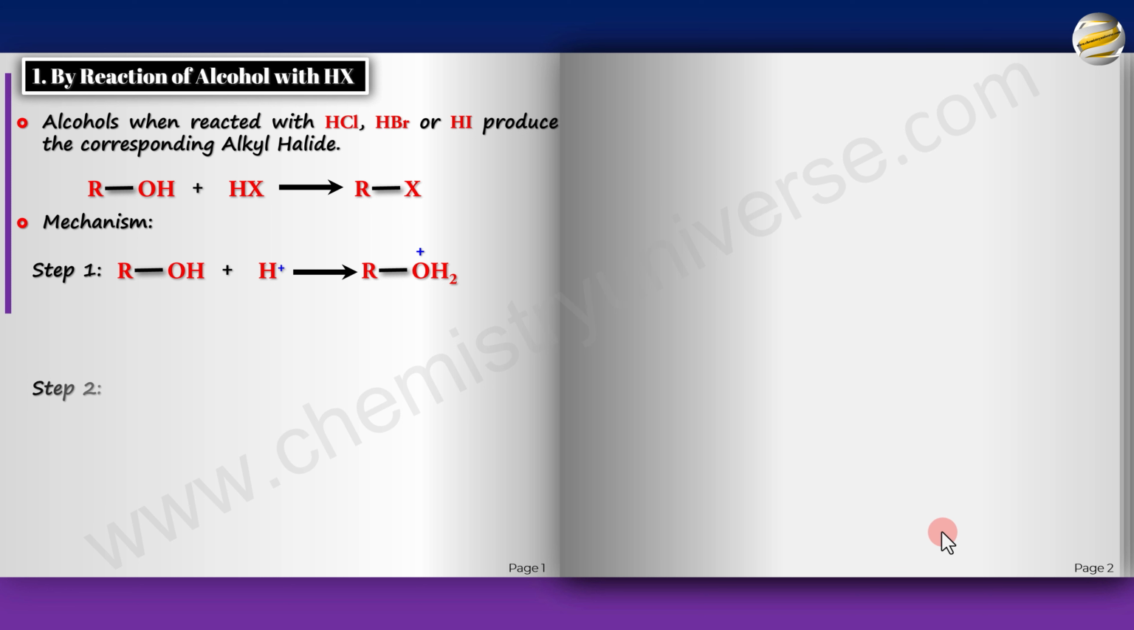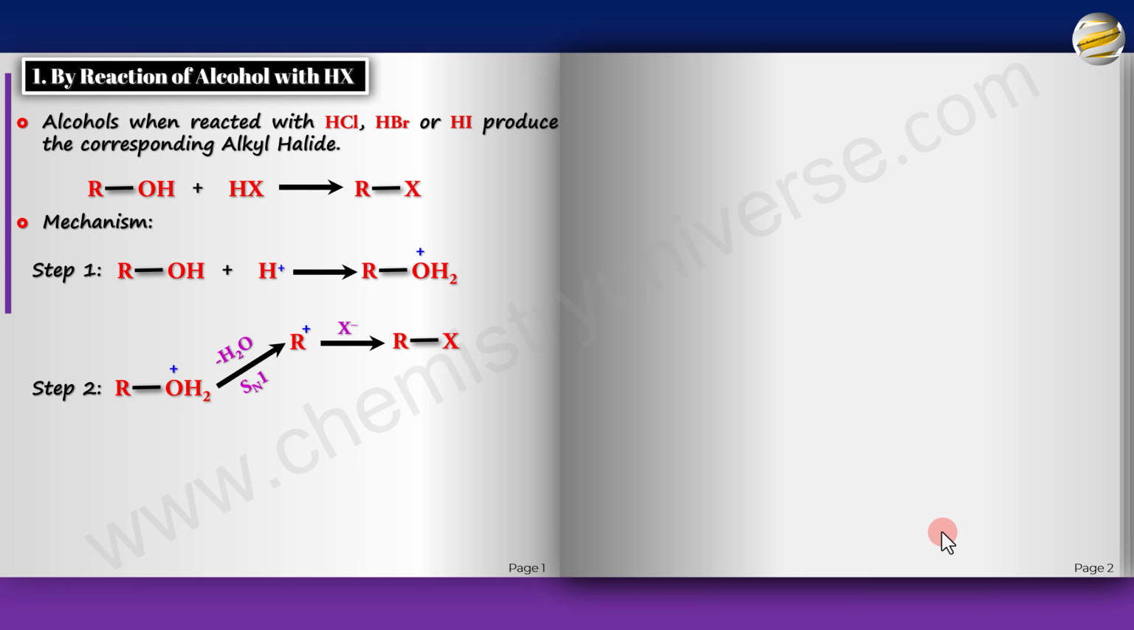Now, in step 2, what happens to the protonated alcohol depends on the nature of R. If the R is tertiary or something that can produce a stable carbocation, it will go via SN1 to produce R plus. It will release water and produce R plus. Mechanism will be SN1. And then in the next step, X minus will attack and you will get RX.